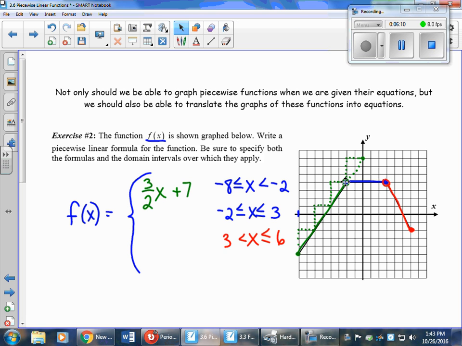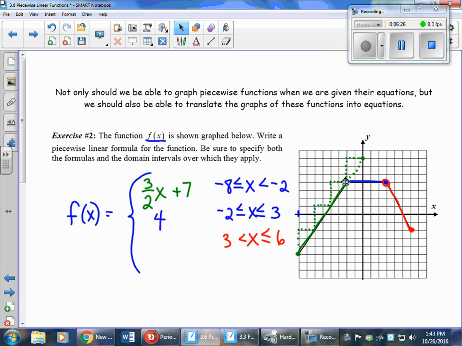Now our second one, which was the blue, is simply the horizontal line at y equals 4. I know it's kind of weird just to put a 4 there, but remember, it's f of x equals 4 from -2 to +3 inclusively.